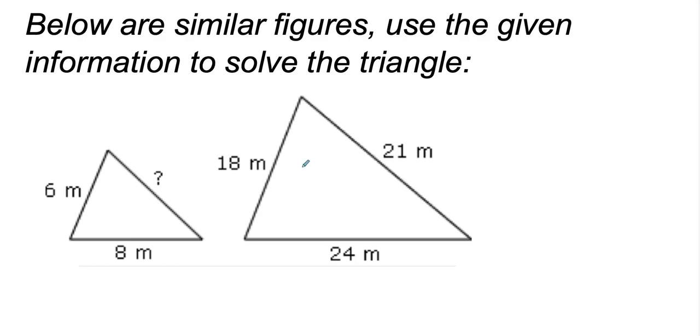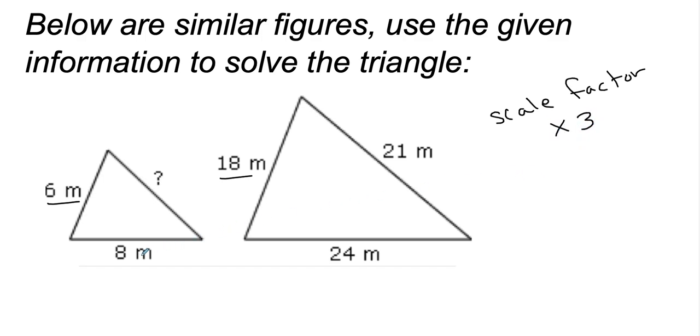And we're going to use that to solve our triangle. So we're looking at these. We look at this one to this one and say, all right, well, 6 to 18, that's times 3. Okay, so my similarity scale factor from little to big is times 3.